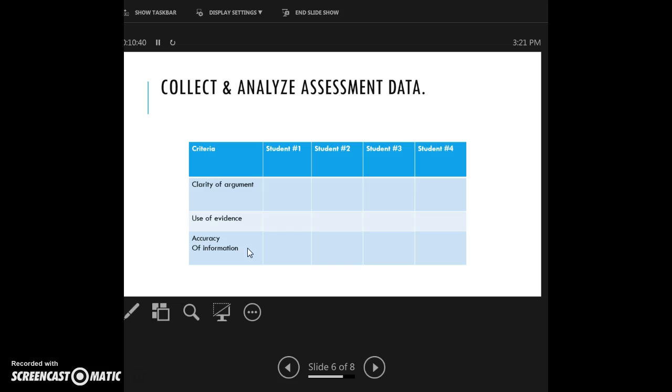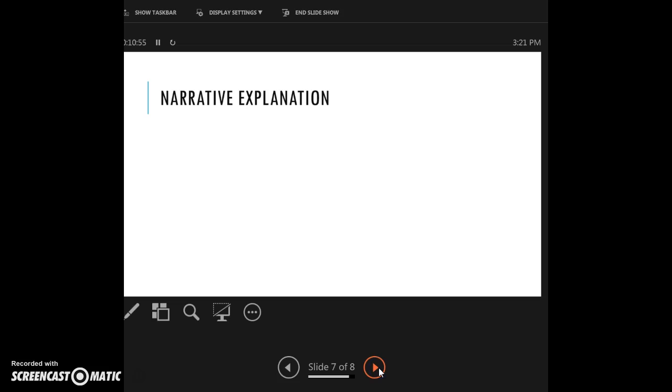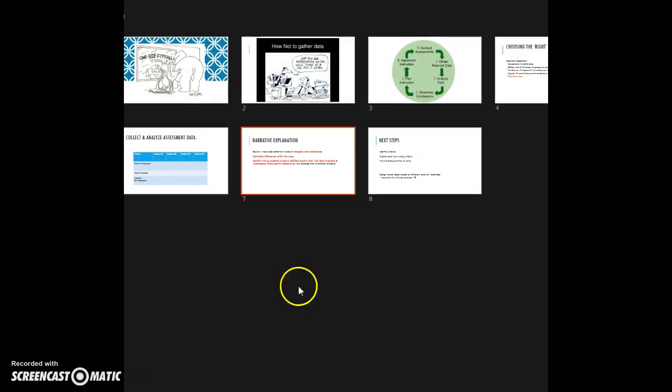And another thing to think about is, as you notice with mine, these are more skill-based criteria than just they were able to recall specific pieces of information. So you want to think about that when you're designing your criteria as well. After you're done and you've created your chart, you're going to write a narrative explanation of what you've learned about your class's learning. Obviously, whole class patterns in terms of strengths and weaknesses.